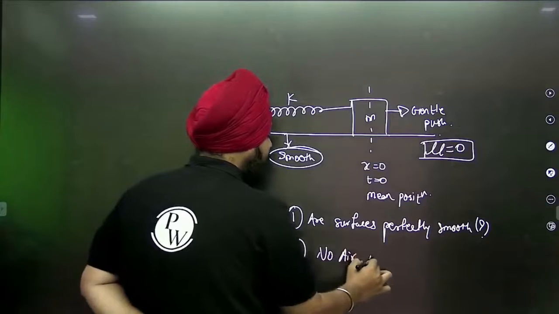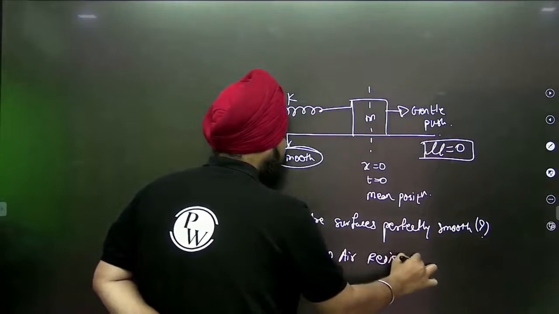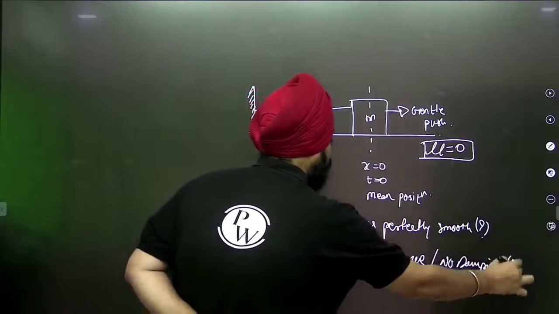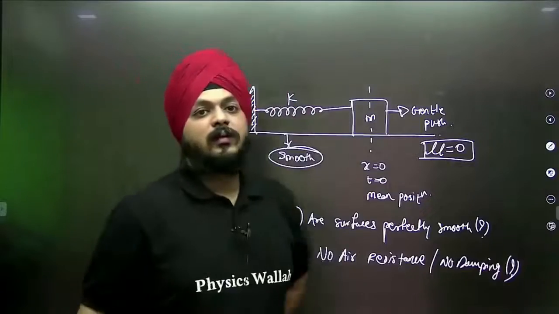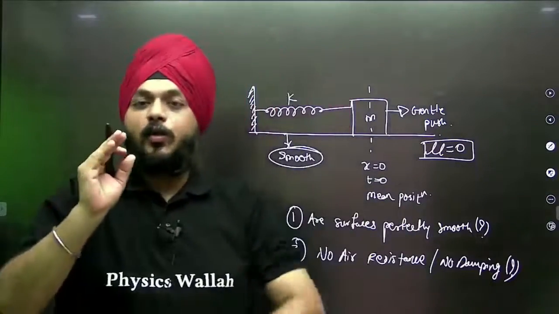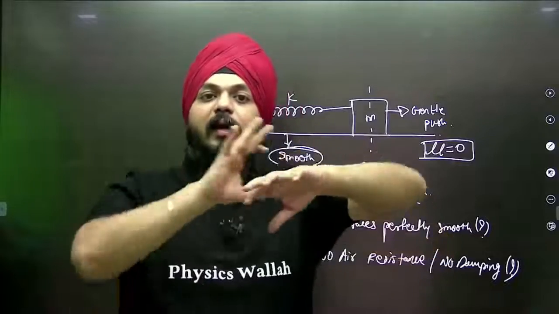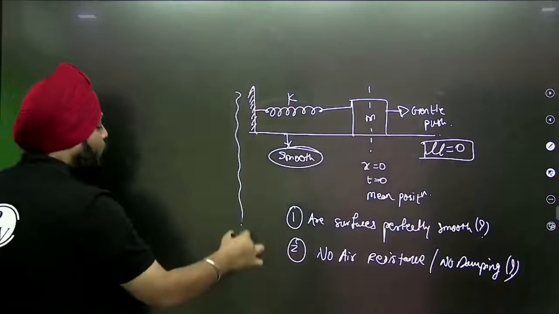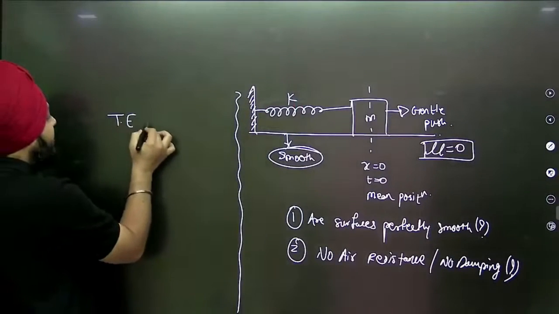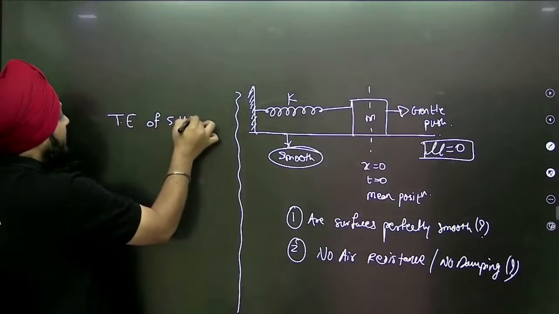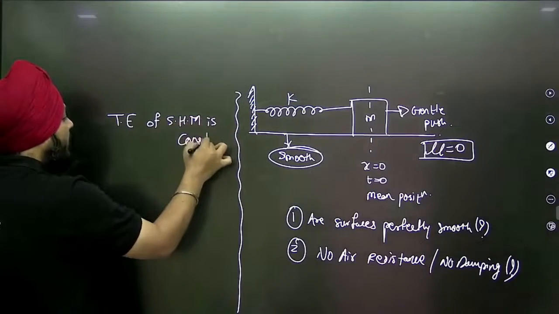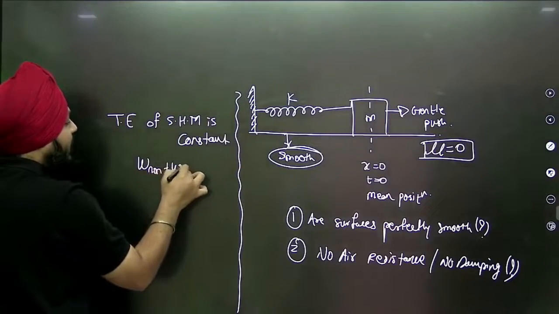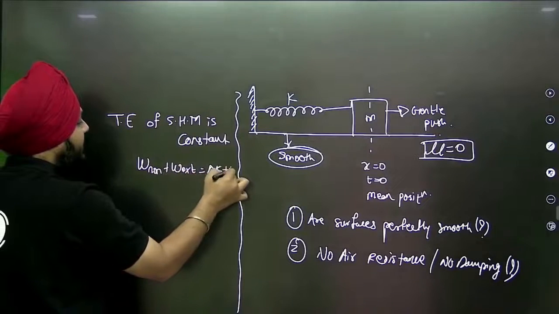No air resistance, no damping. Is it possible? I must say no. To understand the concept conveniently, we always consider no energy loss. We also considered one most important point, that the total energy of the SHM at all points is constant. Is it for sure? Because while considering total energy constant, work done by non-conservative and external forces is equal to delta K plus delta U.